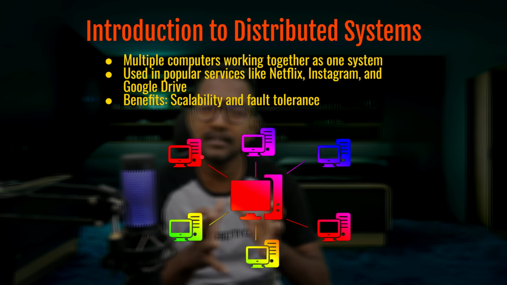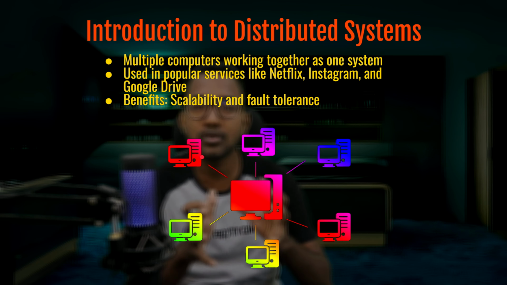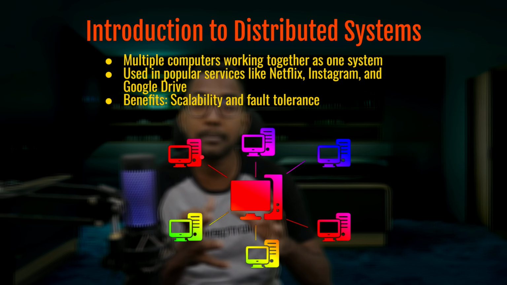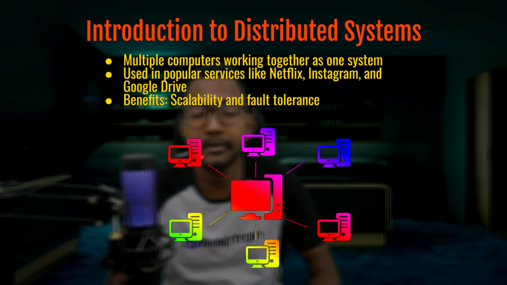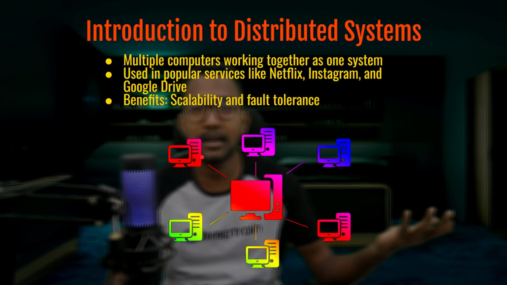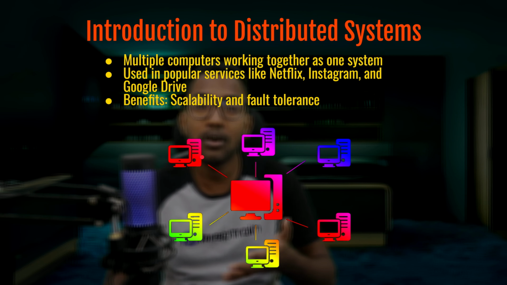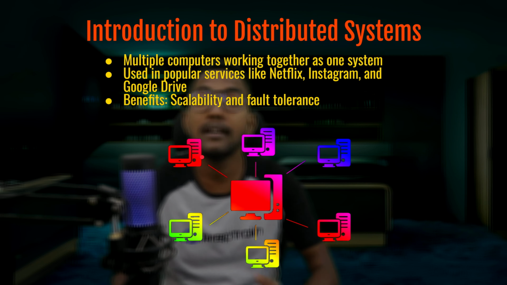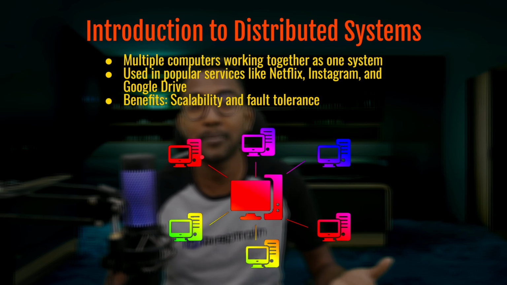So what exactly is a distributed system? In simple terms, it's a group of computers, often referred to as nodes, working together to appear as a single system. Each computer or node in this system might be located somewhere different, sometimes even in different countries. Yet all of them collaborate seamlessly to process data, handle traffic, and ensure that the system operates efficiently.